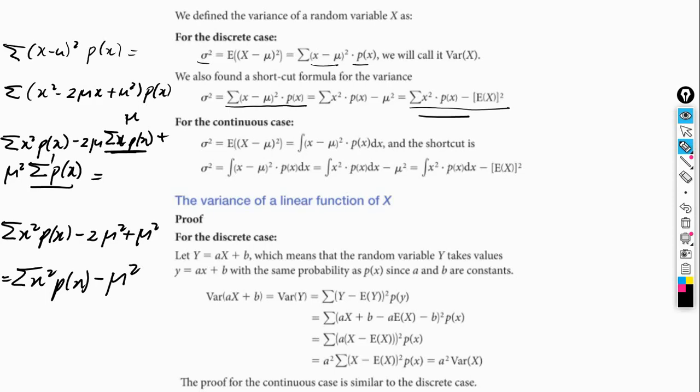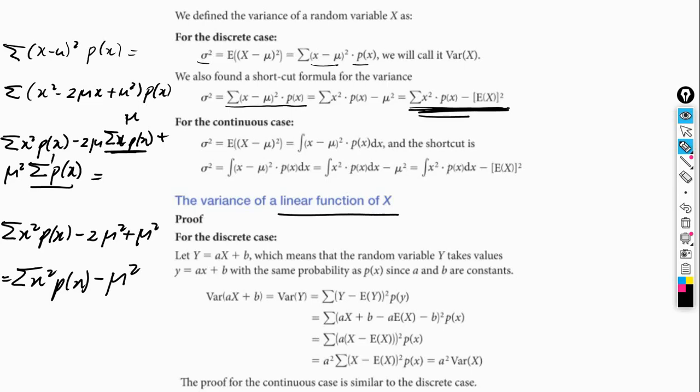Which is the same as this over here. Now for the continuous case, you can try it out yourselves, and it's going to be exactly the same procedure, but using integration. Now, let's take a look at the variance of a linear function of x.